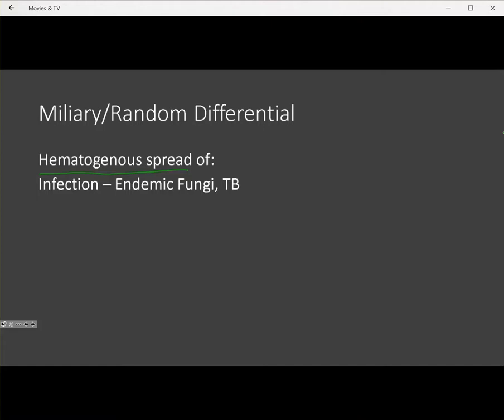And you can clearly see that with TB. You could also see it with endemic fungi. And endemic fungi are different than opportunistic fungi. Opportunistic fungi are things like invasive aspergillosis, mucor. In Canada, we're talking about endemic fungi.